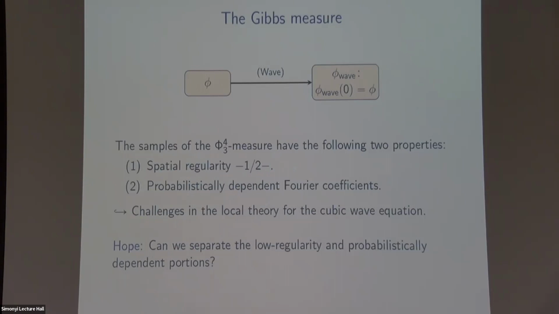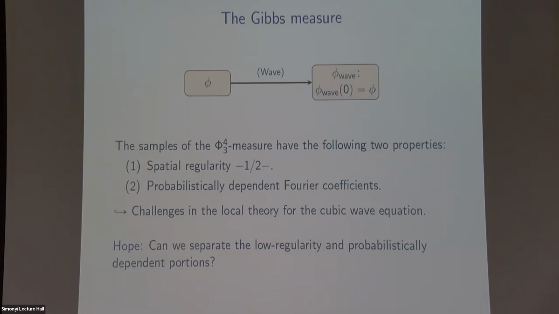So what can you do? There's one thing that you can still hope for. Even though you have these two different problems or challenges, you can still hope that they can somehow be separated. You can hope that you can write your sample as a sum of two different pieces, one of which has maybe low regularity, but has very good probabilistic properties. And the other component, you expect to maybe have all of these probabilistic dependencies, but maybe it makes up for it by having better regularity.